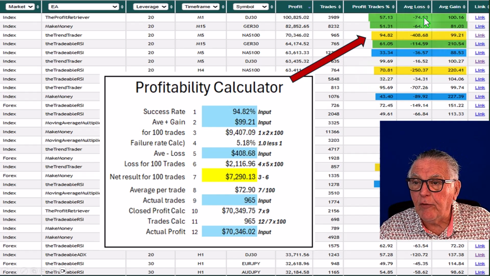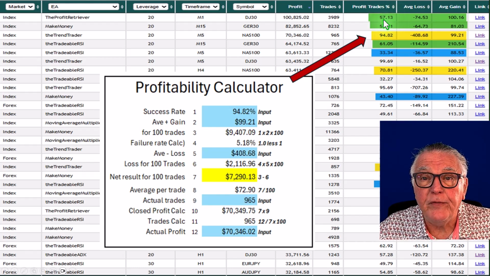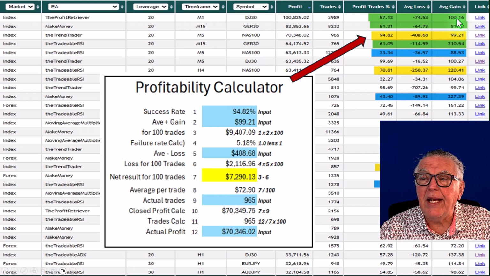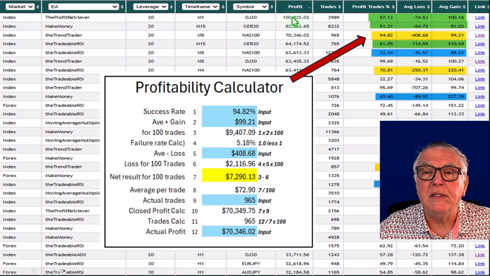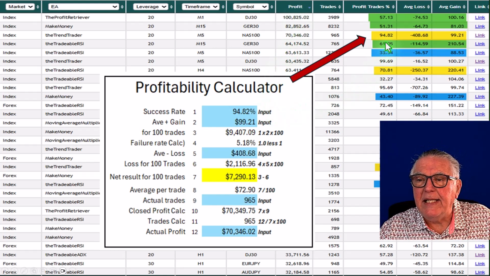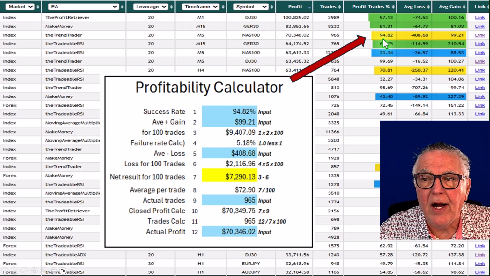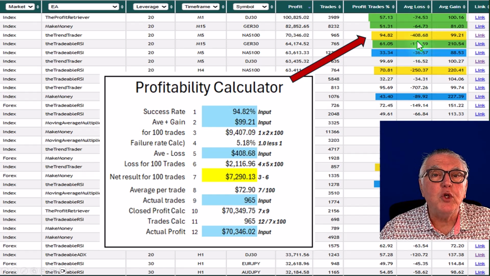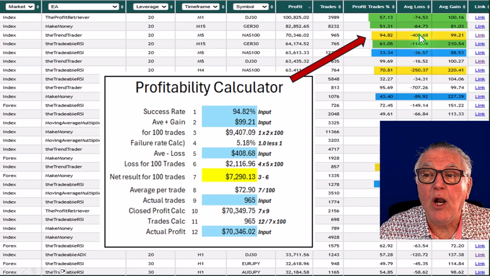The first one is that green one where the success rate is more than 50% and the average gains are more than the average losses. Now that is the print money strategy. And you can see it does print money. It is the most profitable strategy that we can find. Then let's have a look at the next type of strategy that you get. And this is one where the success rate is very high, but the average loss is very high. And the average gain is a lot lower.